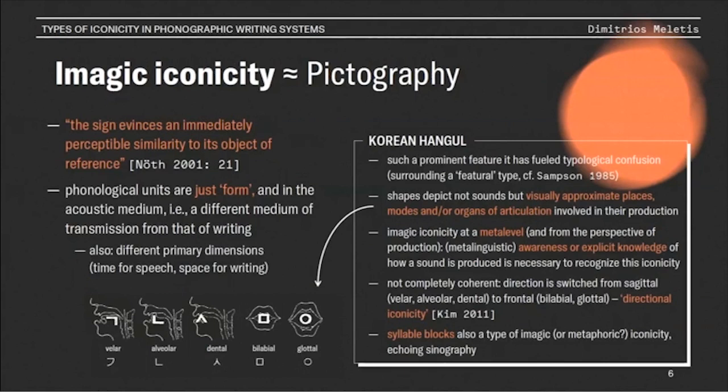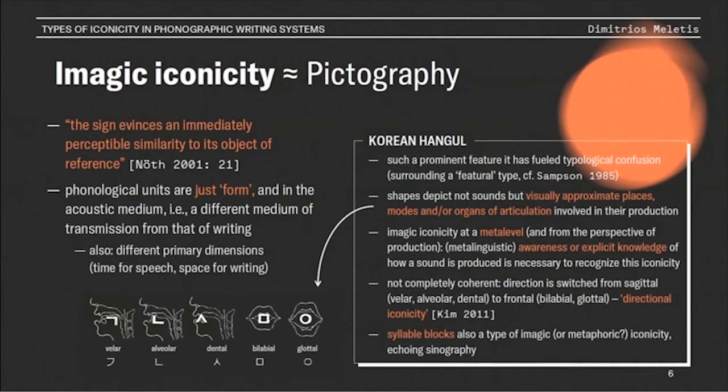So let's turn to this first type of iconicity. I'm going to present three types based on a trichotomy proposed by Charles Sanders Peirce. Imagic iconicity, a subtype of which is pictography when we talk about writing, is defined by Winfried Nöth as that the sign evinces an immediately perceptible similarity to its object of reference. As I just mentioned, phonological units are just form, and they're form in a different medium of transmission, so they cannot really be depicted in writing.